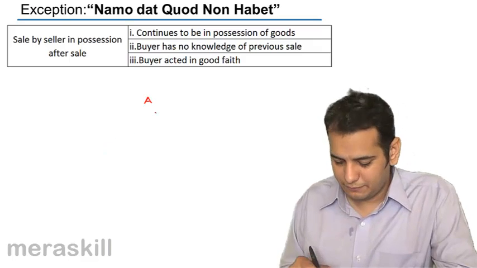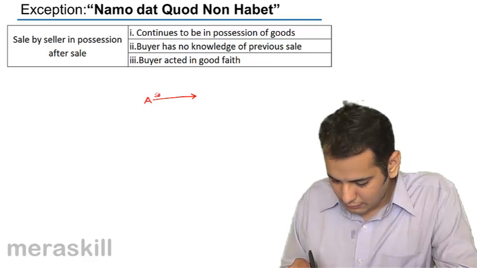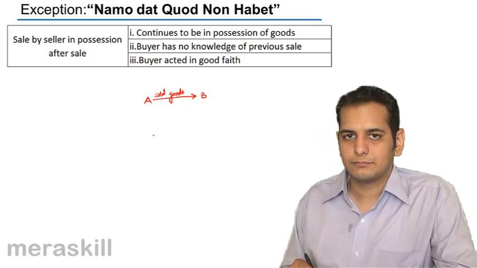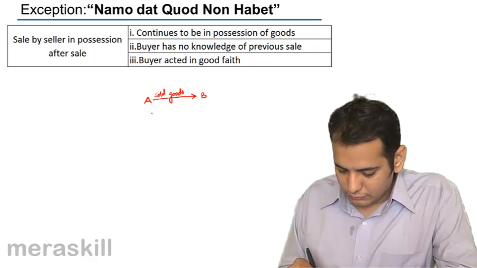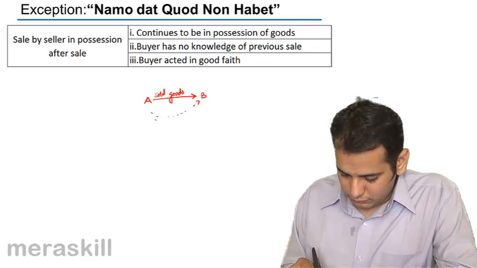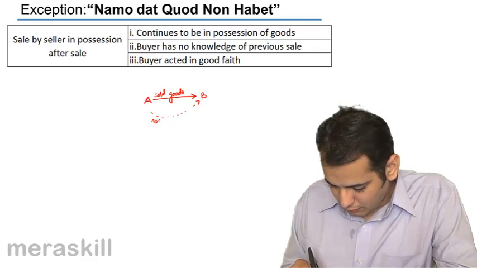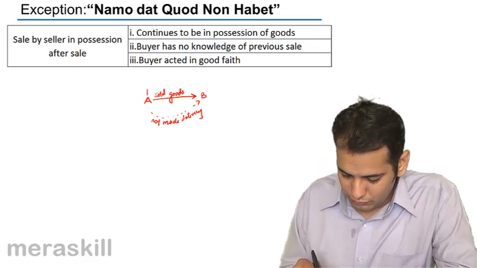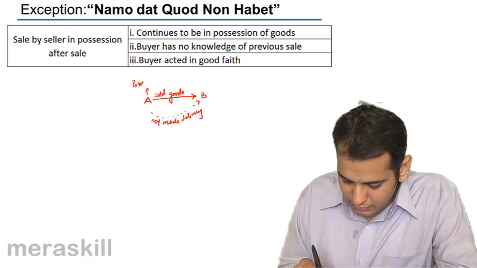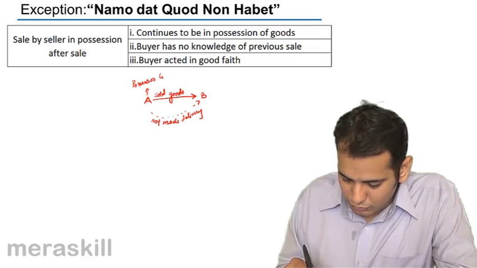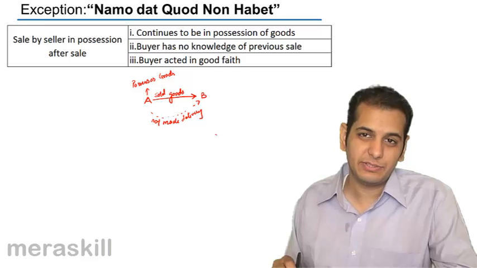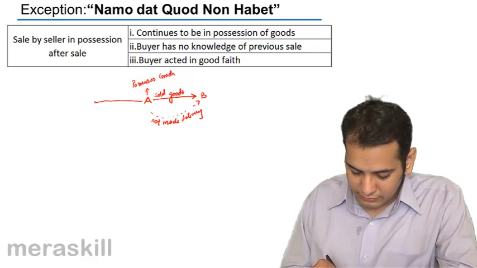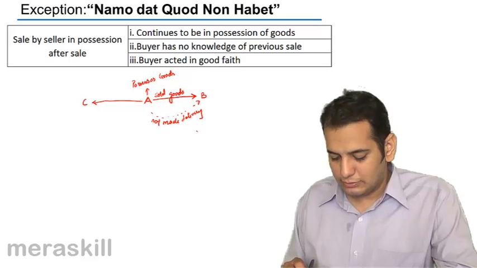There's this person A. A has sold goods to B. However, A has not made delivery, so he still possesses the goods. The goods are in A's possession. Though he has sold the goods to B, the goods are still in A's possession. Now what A is doing is, A is selling these goods to C.